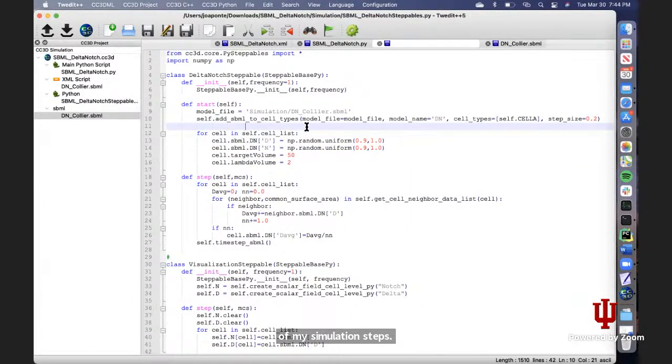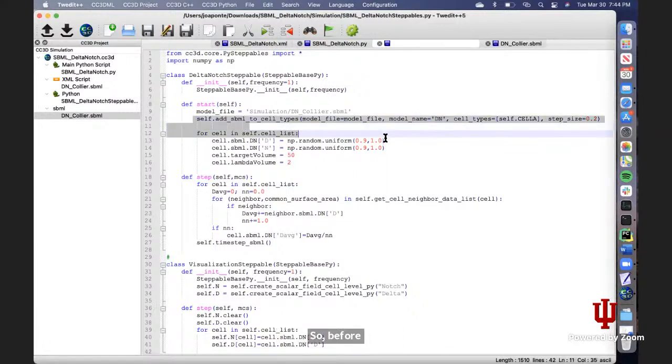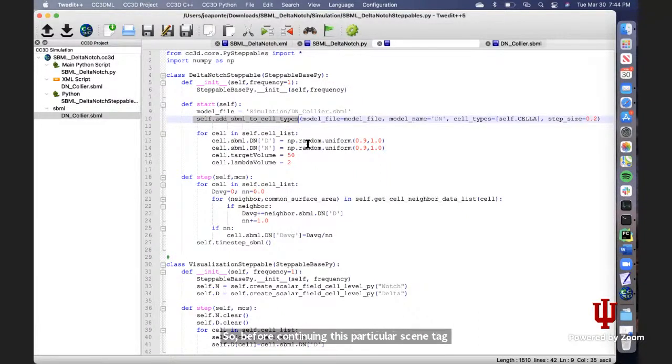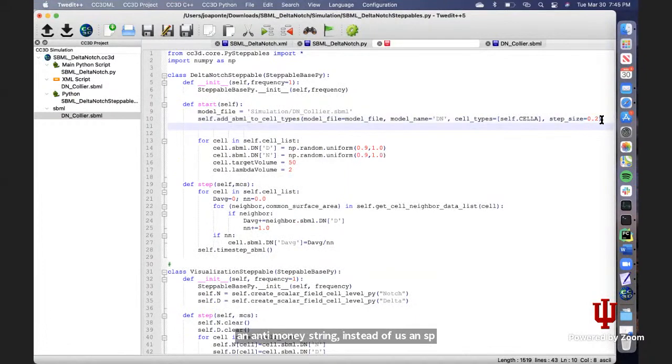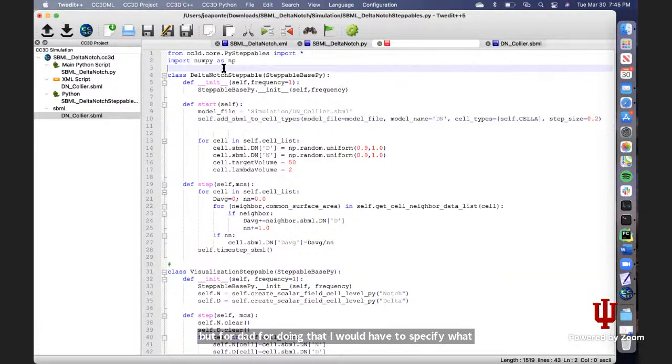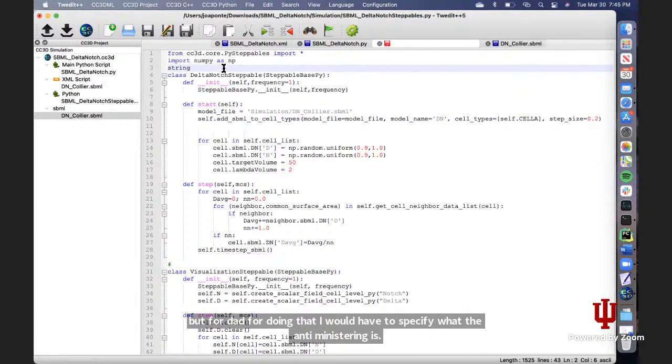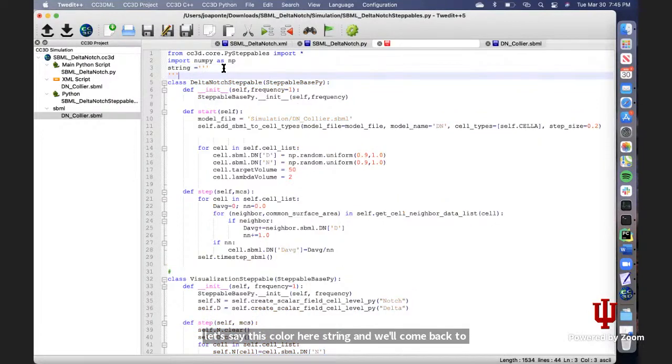So before continuing, this particular syntax is a syntax that we use to load a model that is already specified as an SBML file. But as James was explaining earlier, we also have the option of loading the same model, but as an Antimony string instead of as an SBML file. But for doing that, I would have to specify what the Antimony string is. Let's call it here string, and we'll come back to what the string is later.